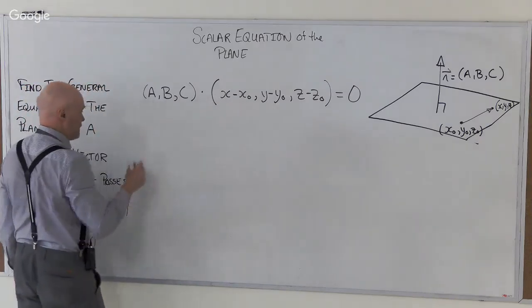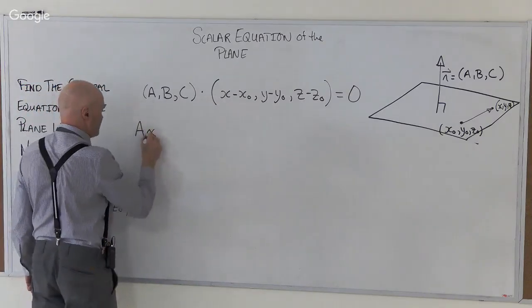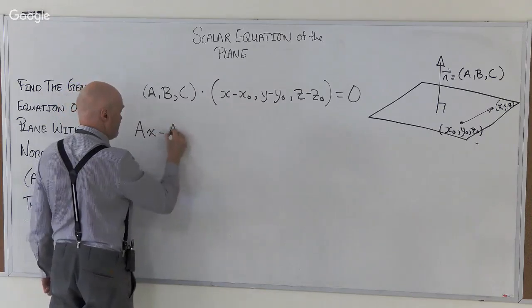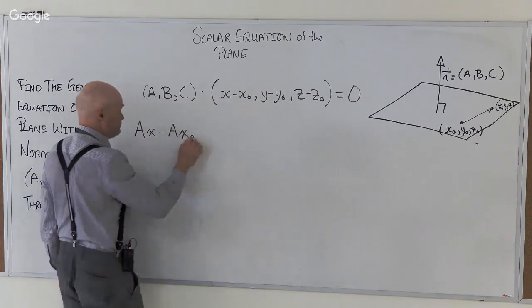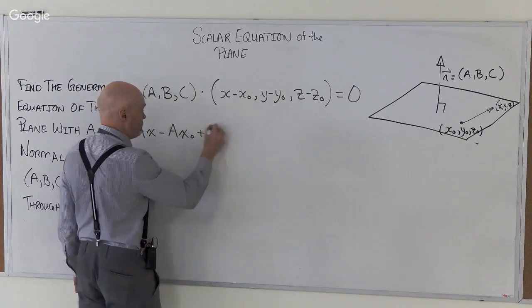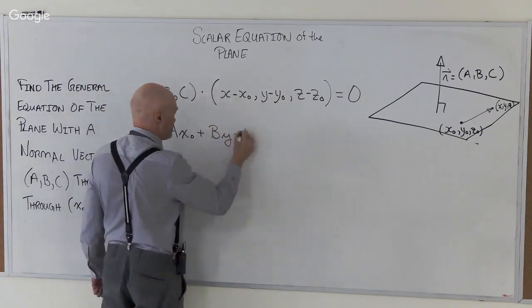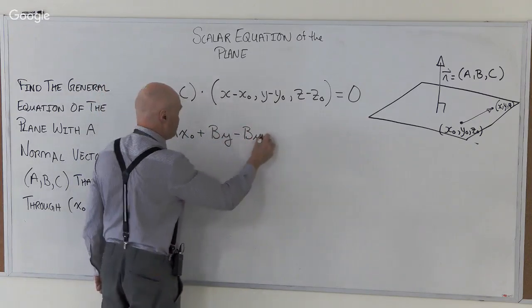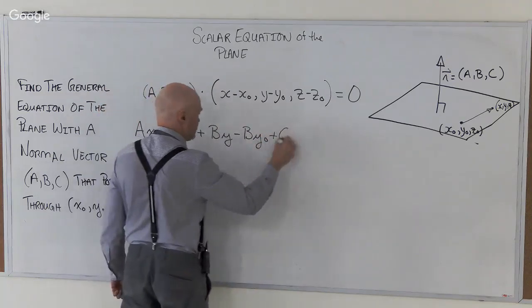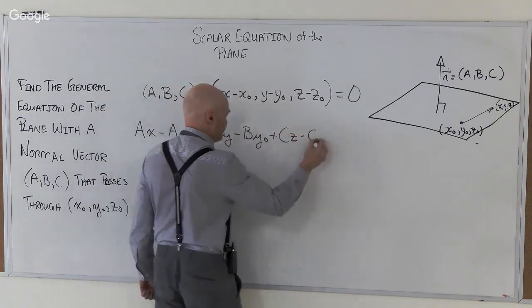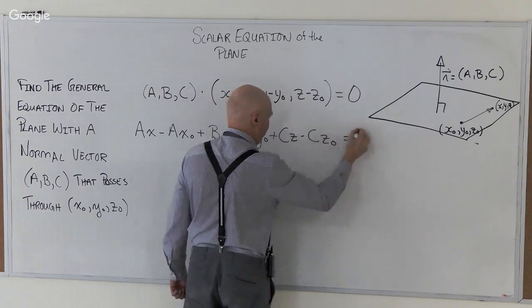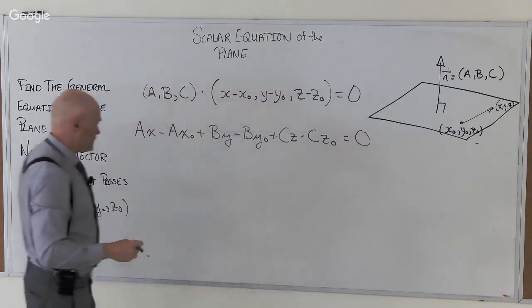Dot product, that's easy. A times x minus x naught. That's a times x minus a times x naught. Plus b times y minus b times y naught. Plus c times z minus c times z naught. That whole mess needs to be equal to 0.